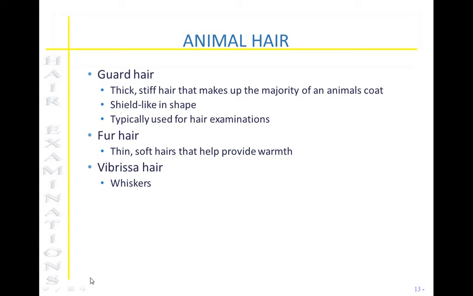Animal hair can be divided into three different types of hair, two of which are more commonly seen, either the guard hair or fur hair. The guard hair will tend to be a lot thicker and stiffer, and the overall shape of the hair shaft is going to appear to be a lot more shield-like, getting a lot wider in the center of the hair. The fur hair will be very thin and extremely soft. On occasions, they might also examine whisker hairs.